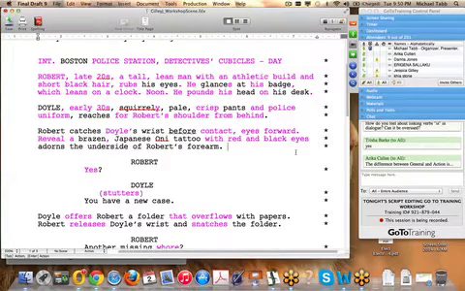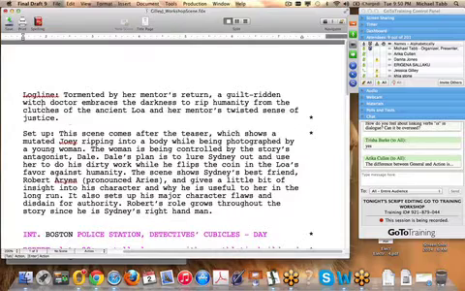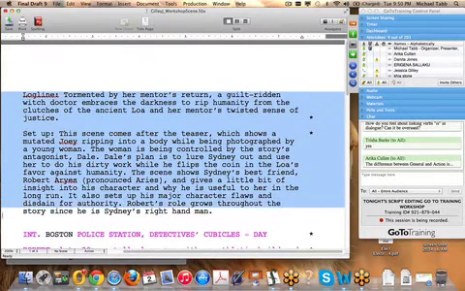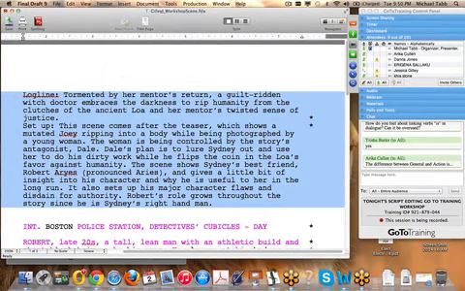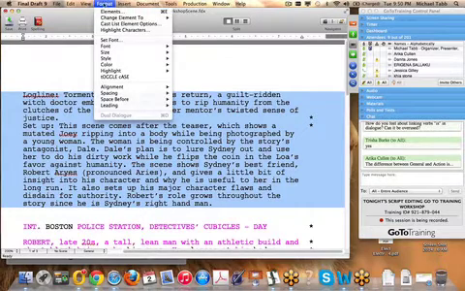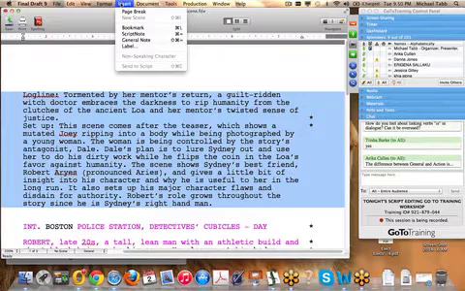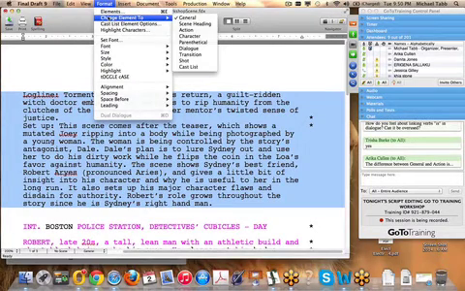The difference between general and action is spacing. In a general, if I do these as general, there will be no space between paragraphs. So when I change the format to general, you lose the space there. A lot of people use that, but I've never seen a reason to actually use it myself.